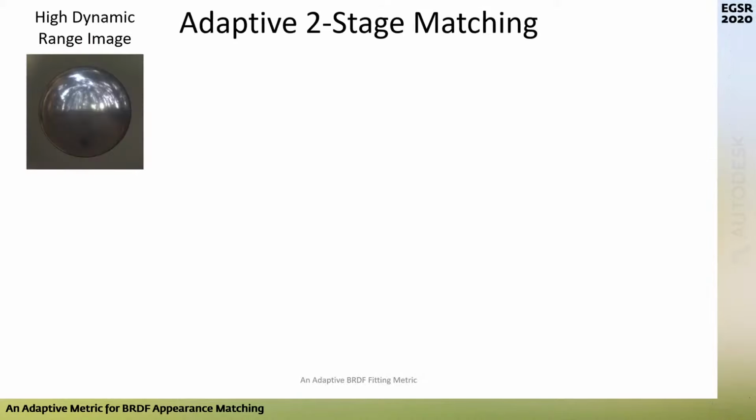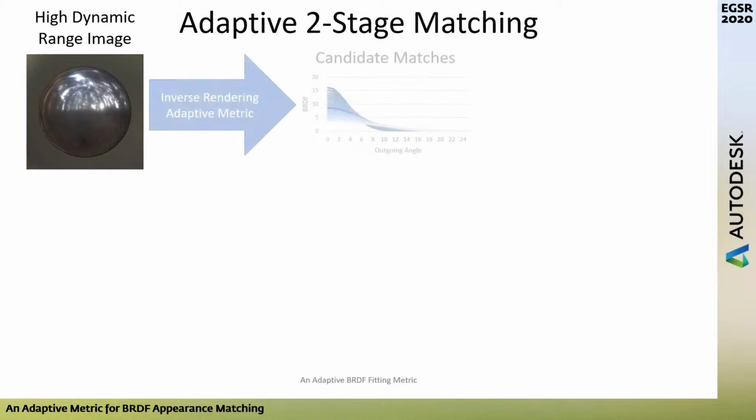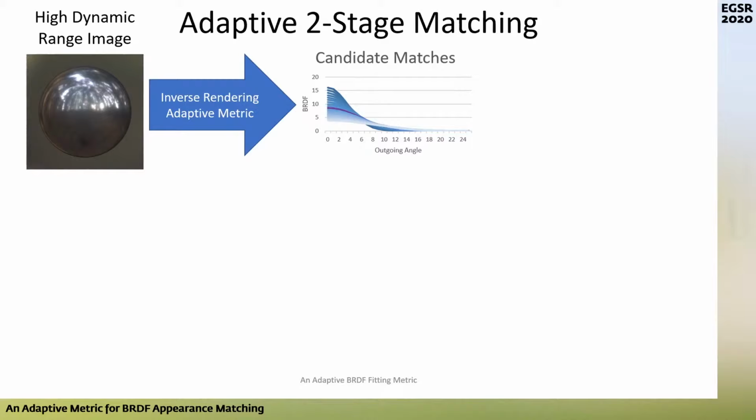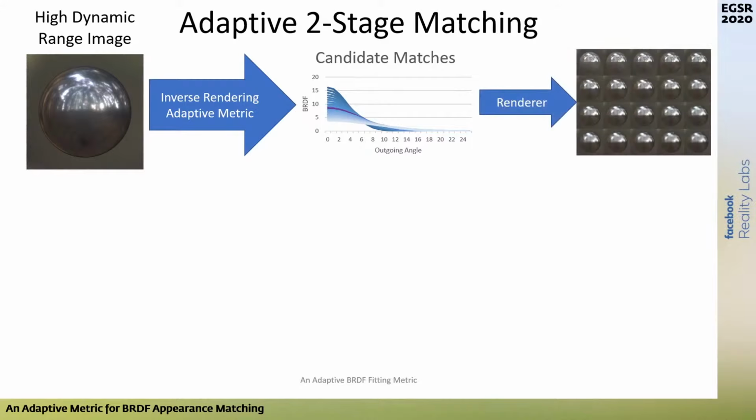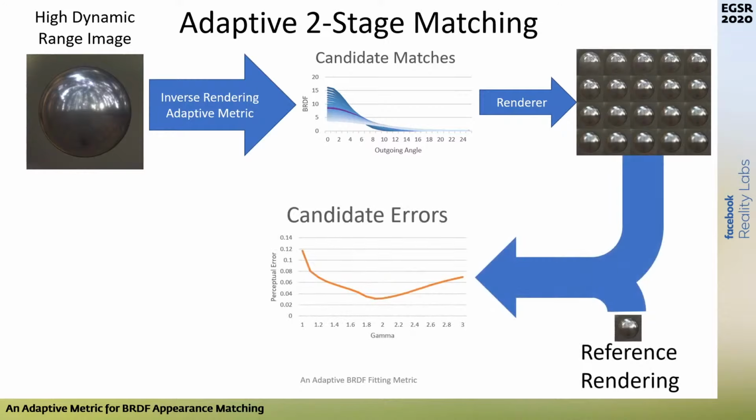As mentioned before, we use a two-stage algorithm for BRDF matching. In the first stage, we begin with the HDR image of the target material. Then we use our metric with an inverse rendering system and a range of gamma values to generate a set of potential matches. We then use a renderer to generate images corresponding to those candidates. We then compare each of those images with our input image using a perceptual metric.